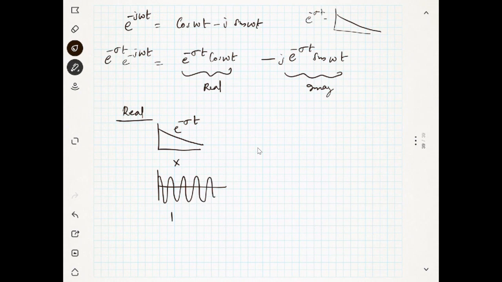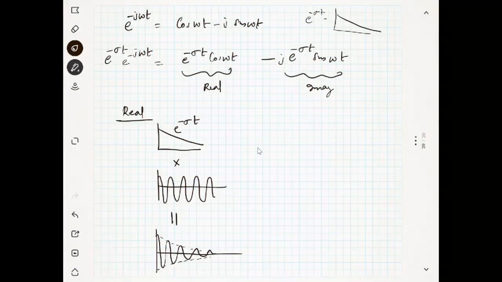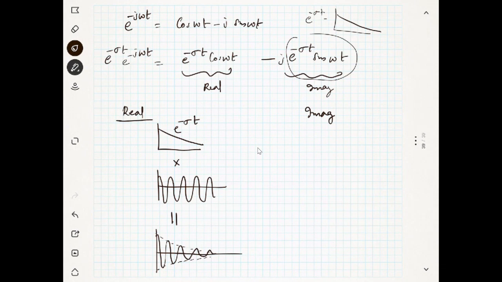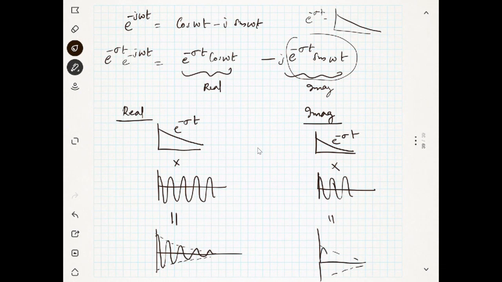This is your cosine. So what will be the result? The result will be a decaying cosine, a cosine function which is decaying like this. Am I correct? And this is the imaginary part. If I take only the imaginary part, you can see this is e power minus sigma t multiplied with a sine function. So it will be a decaying sinusoidal. So we are representing our signal.